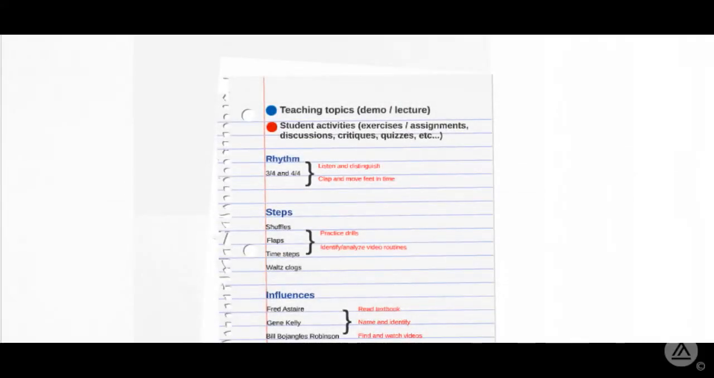So once I've brainstormed the topics that I'm going to teach about and figured out which are my demos, which are my lectures, what's the information that I'm going to present, then I can begin to think about some of the student activities that I want to bring into this course, some of the exercises and assignments or discussion topics that I think would be useful as students are learning about tap. I can think about when it would be useful to incorporate critiques and what topics would be good to do a quiz on.